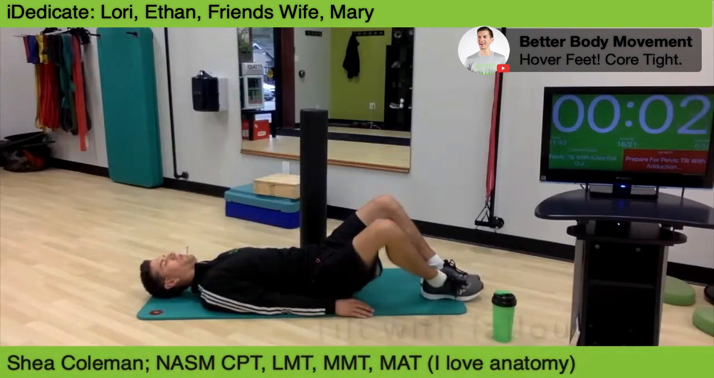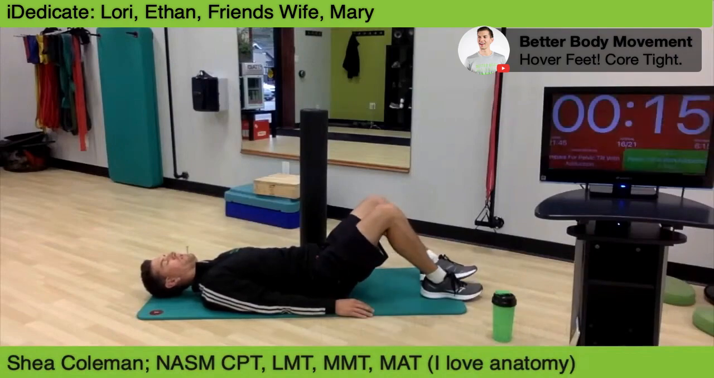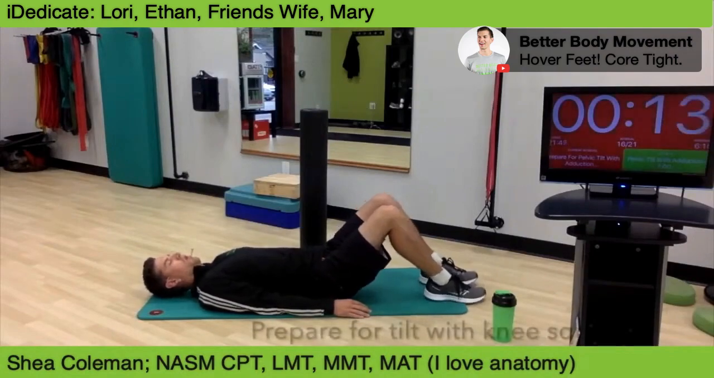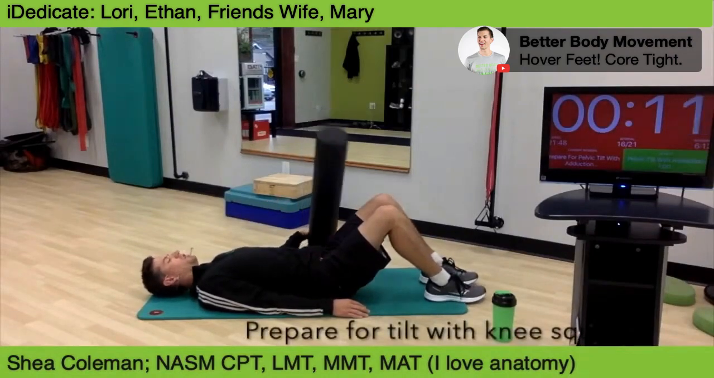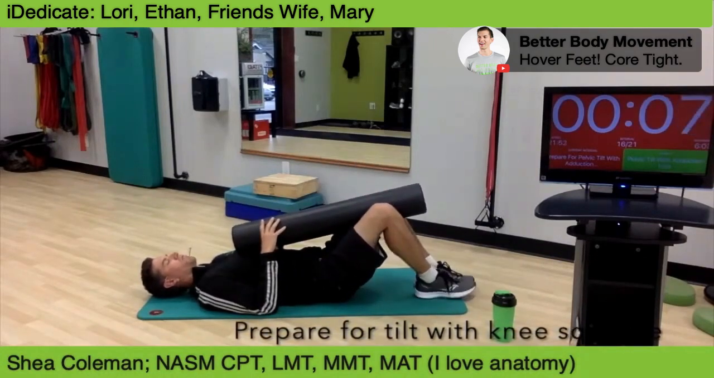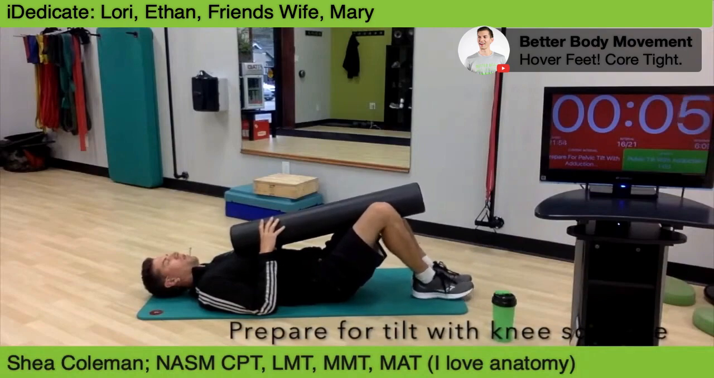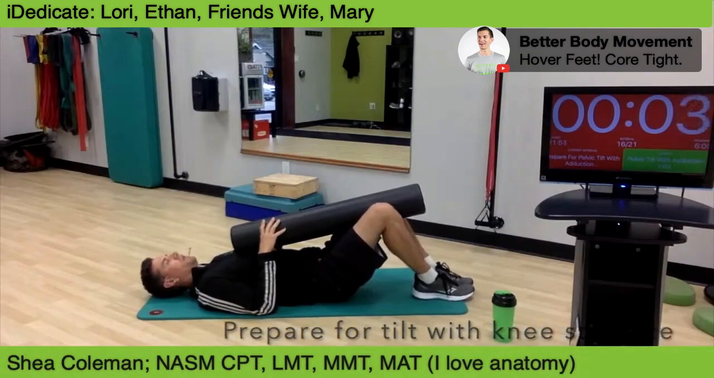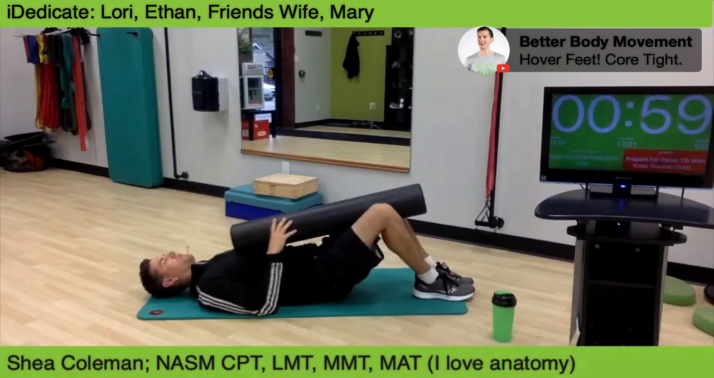Everything that you've got. Squeeze through. 3, 2, 1. Prepare for pelvic tilt with adduction. Remember to add the foam roller or a cushion here, and it's a 6-step process. Core tight, knees squeeze, lift the feet, set the feet, release the knees, release. 3, 2, 1. Pelvic tilt with adduction.